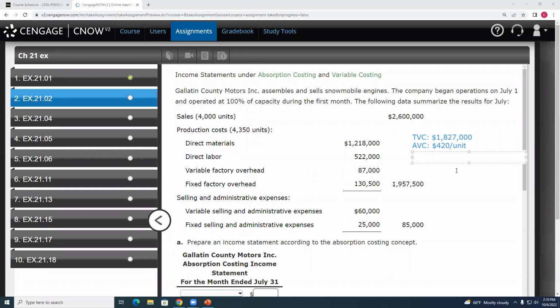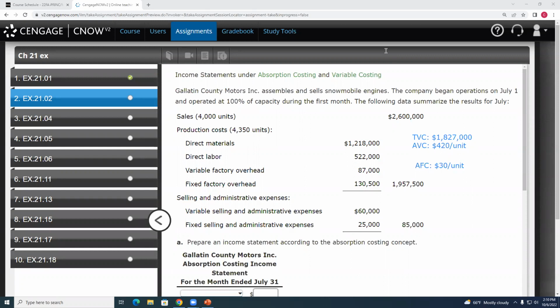I'm just going to do another calculation here in case it's helpful for us. Average fixed cost then would be the total fixed factory overhead of 130,500 divided by 4,350, and that would be $30 per unit.